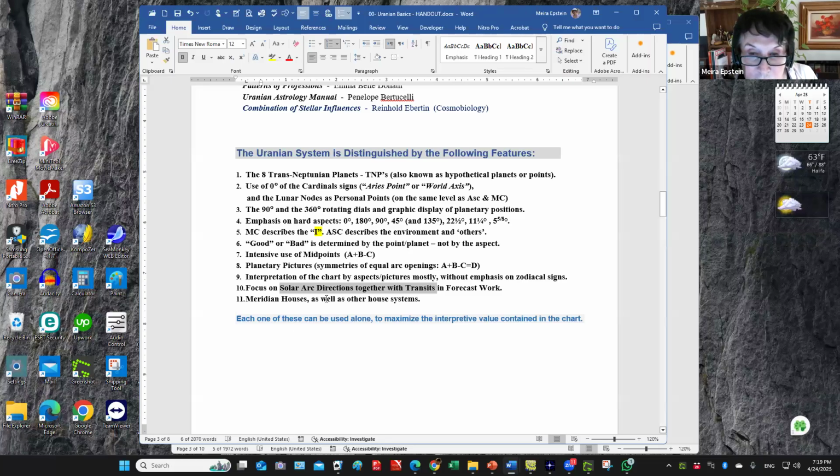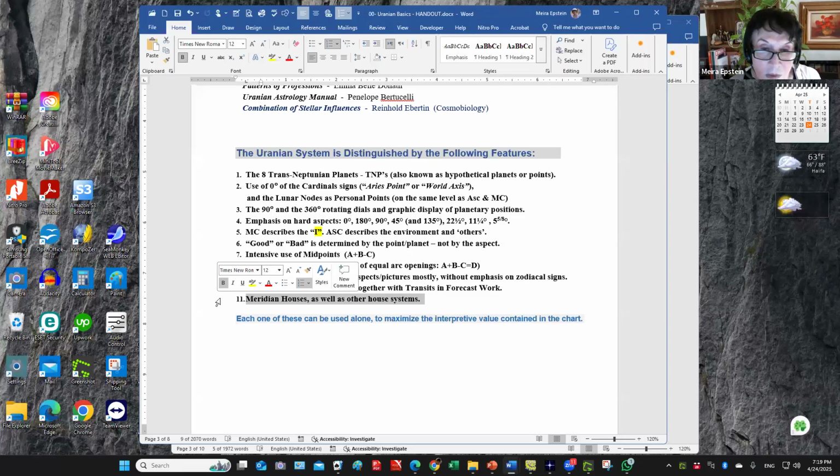Number 11, meridian houses. In other words, a whole set of house systems that are used mostly by the Uranian system. I will not do that at all. For houses, I use regular Placidus.